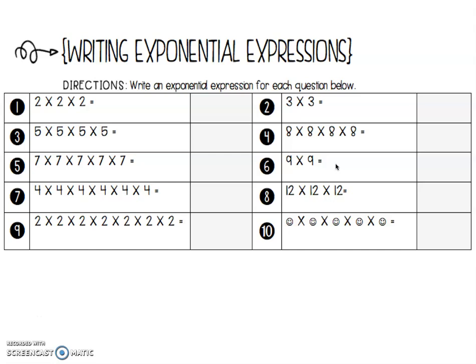So one, it says 2 times 2 times 2. We have to ask ourselves, what is the base? Well, in this instance, the base is going to be 2 because it's what's being multiplied by itself. And we're multiplying it by itself 3 times, so 3 is our exponent. 2 to the 3rd power. Let's look at number 2. 3 times 3. 3 is going to be our base because it's what's being multiplied, and we're multiplying it 2 times. So we've got 3 to the 2nd power or 3 squared.